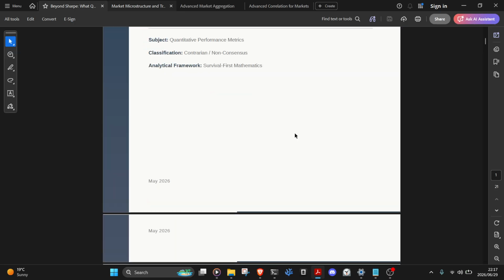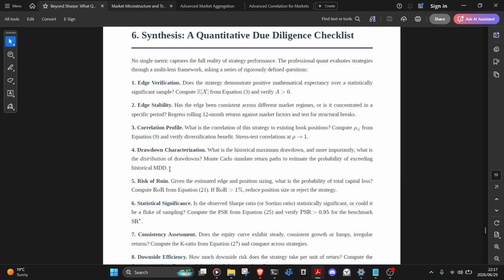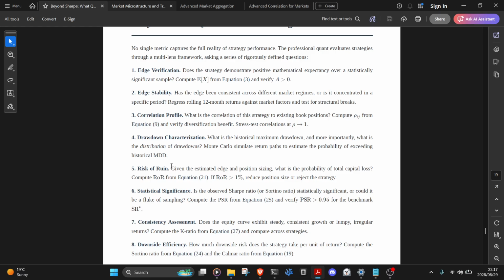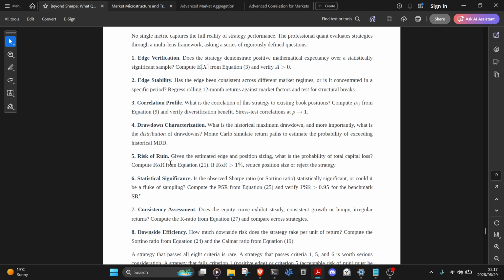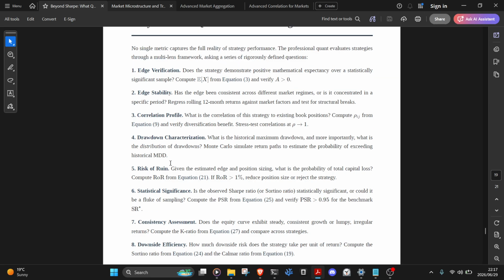Now let's get into it. Chapter 6, Synthesis: a quantitative due diligence checklist. No single metric captures the full reality of strategy performance. The professional quant evaluates strategies through a multi-lens framework, asking a series of rigorously defined questions. We have 8 questions that are going to be in our checklist. Number 1, edge verification. Does the strategy demonstrate positive mathematical expectancy over a statistically significant sample?